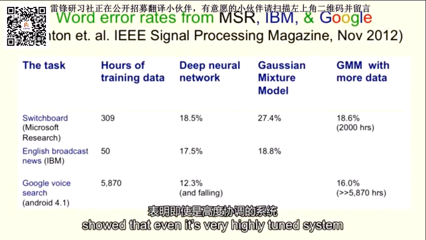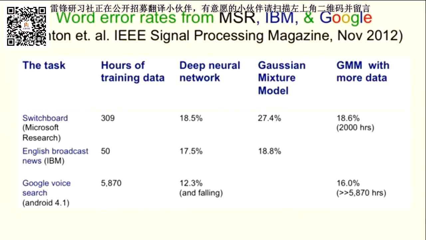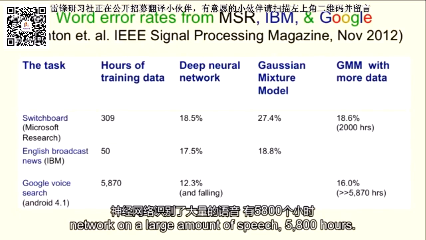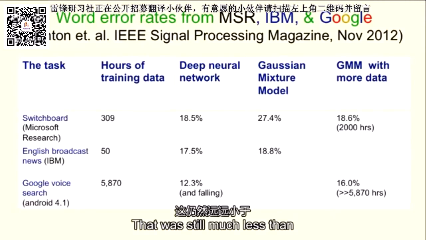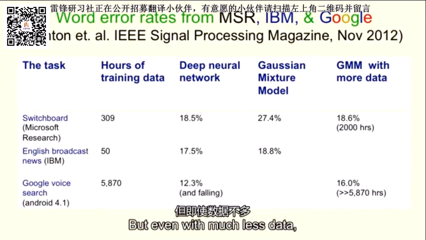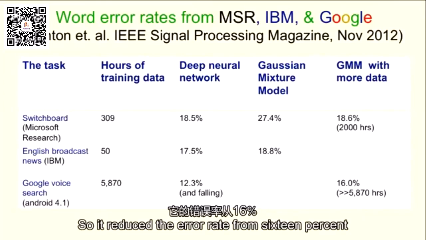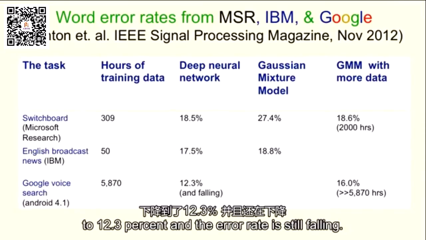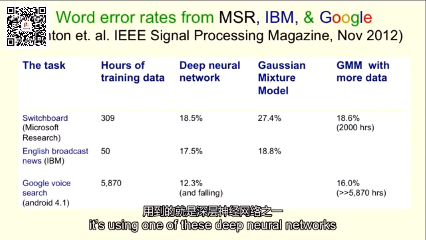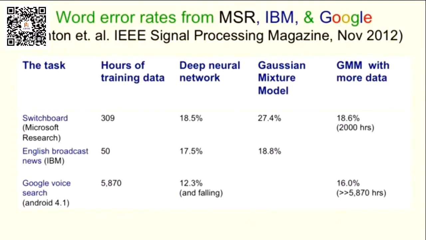that even its very highly tuned system that was getting 18.8% can be beaten by one of these deep neural networks. And Google, fairly recently, trained a deep neural network on a large amount of speech, 5,800 hours. That was still much less than they'd trained their Gaussian mixture model on. But even with much less data, it did a lot better than the technology they had before. So it reduced the error rate from 16% to 12.3%, and the error rate is still falling. And in the latest Android, if you do voice search, it's using one of these deep neural networks in order to do very good speech recognition.